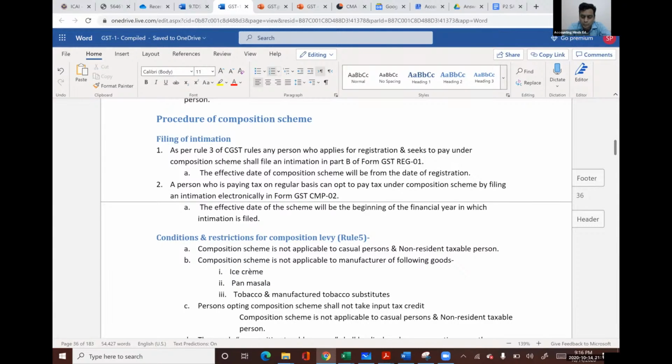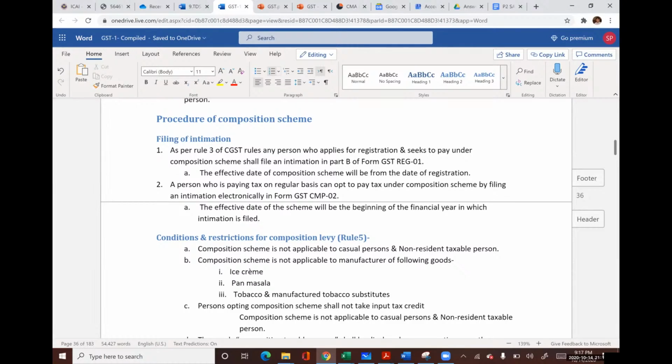So what does she have to do? Filing of intimation. As per Rule 3 of CGST rules, any person who applies for registration and seeks to pay under composition scheme shall file an intimation in Part B of Form GST REG-01. She has to file an intimation. Sir, I am starting Urmila Jewelries and I would like to pay GST under composition scheme.